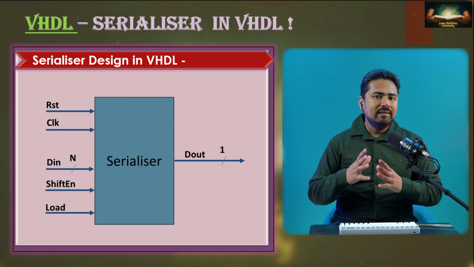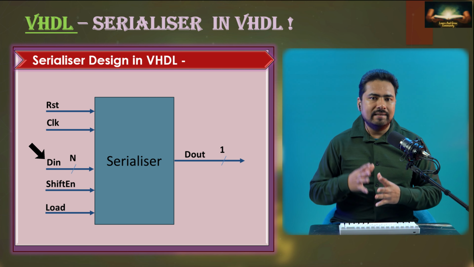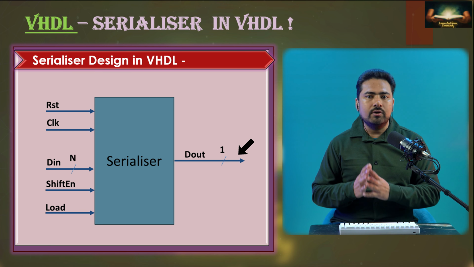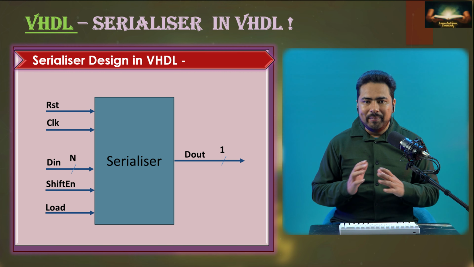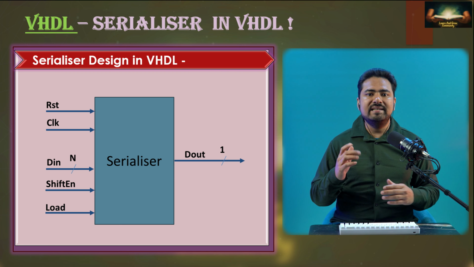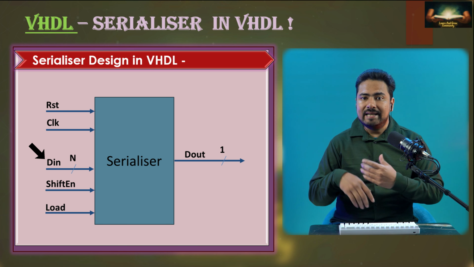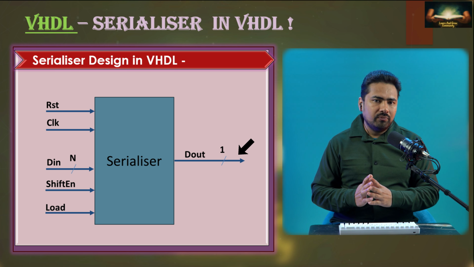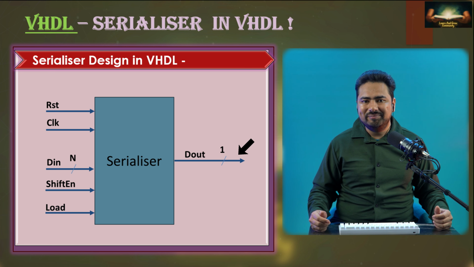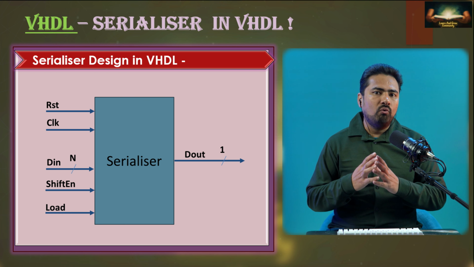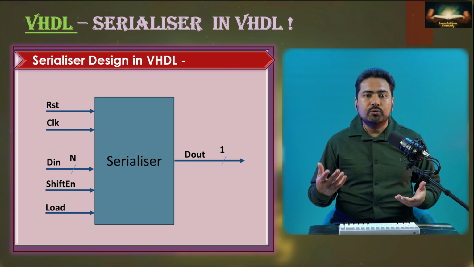First understand what a serializer is. In simple words, a serializer takes the parallel bits as an input and converts them into a single bit output. Means it is a parallel in serial out system. So it takes parallel data streams and sends the data to the output, of course, in a sequential manner. Now the question is what it does and where it is used.